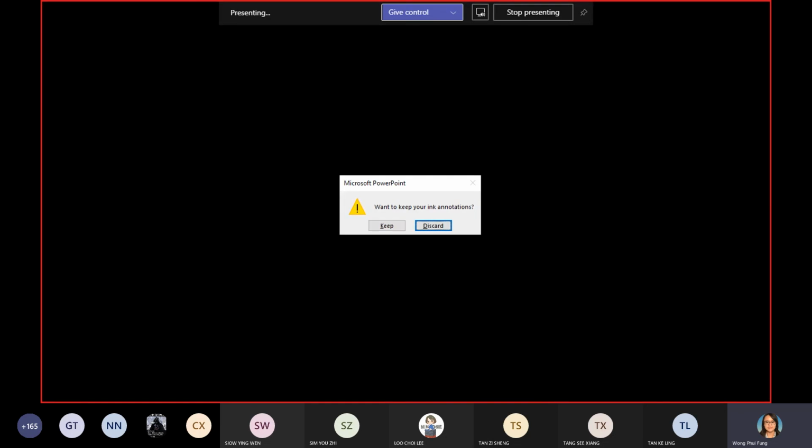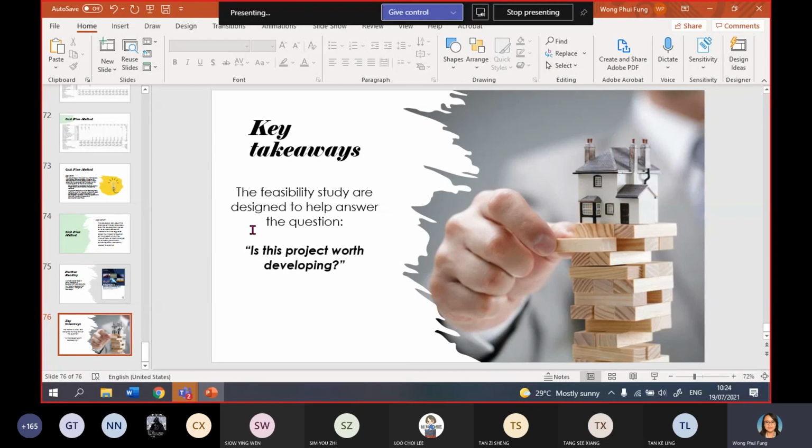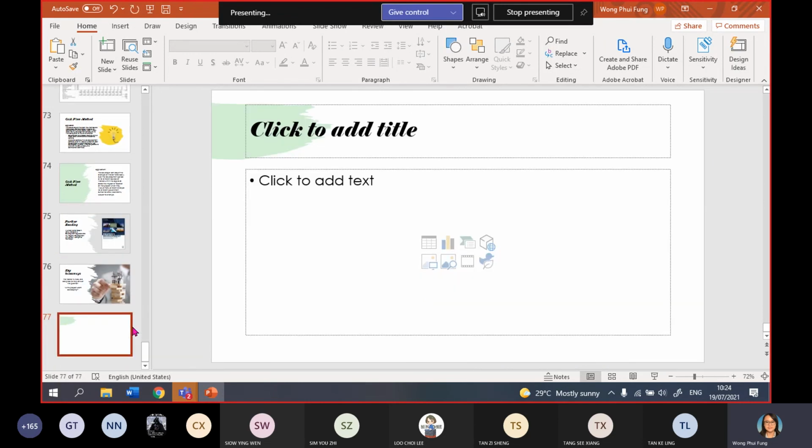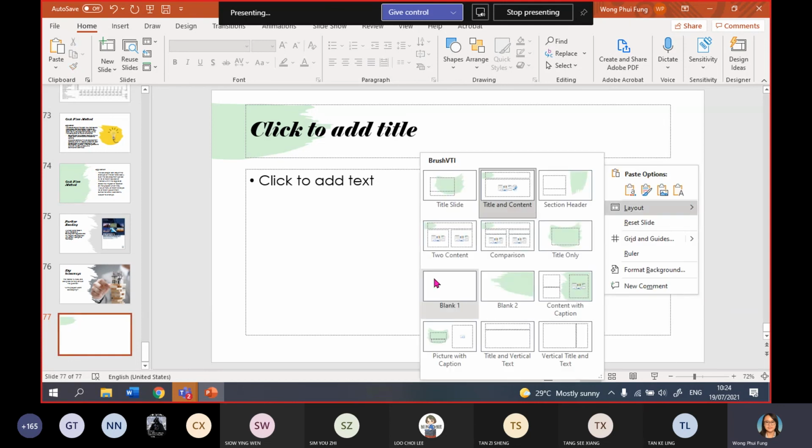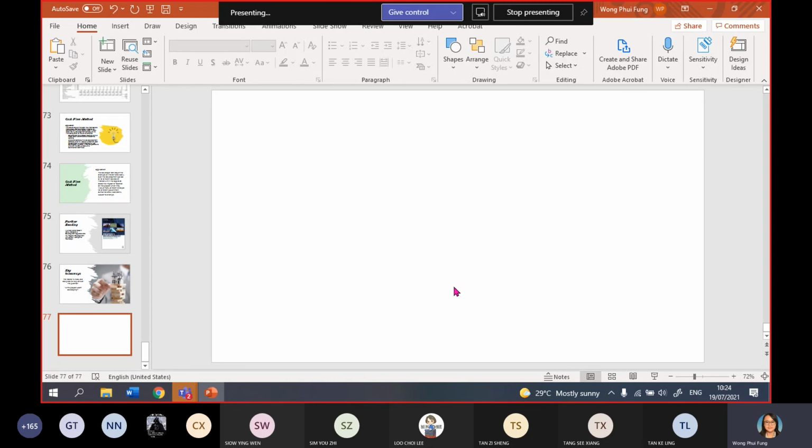So I have one question from Hong Lam. Hong Lam asked me to explain mixed use commercial later. Are you asking about the calculation part, Hong Lam? Are you asking how to calculate the revenue part for mixed use commercial?